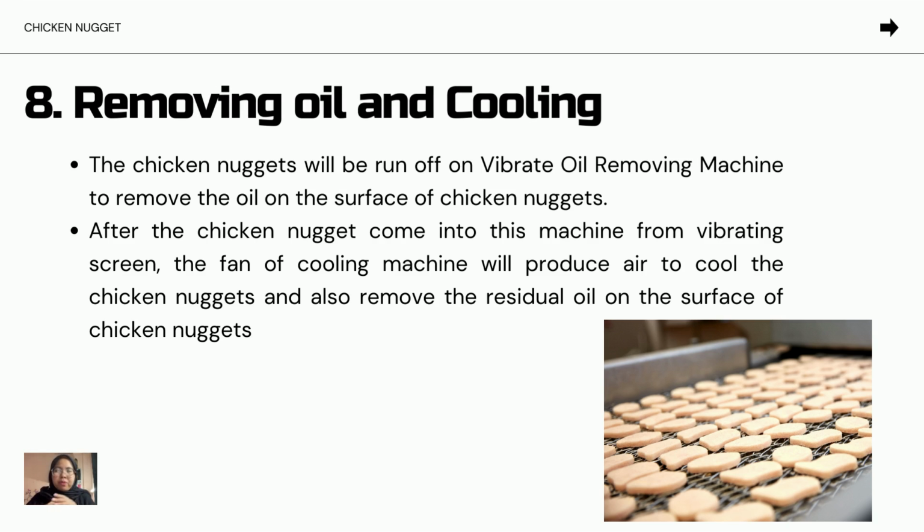Number 8 is the process of removing oil and cooling. The chicken nugget will be run on a vibrating oil removing machine to remove the oil on the surface of the chicken nuggets. After the chicken nugget comes from the vibrating screen, the fan of the cooling machine will produce air to cool the chicken nugget and also remove the residual oil on its surface.